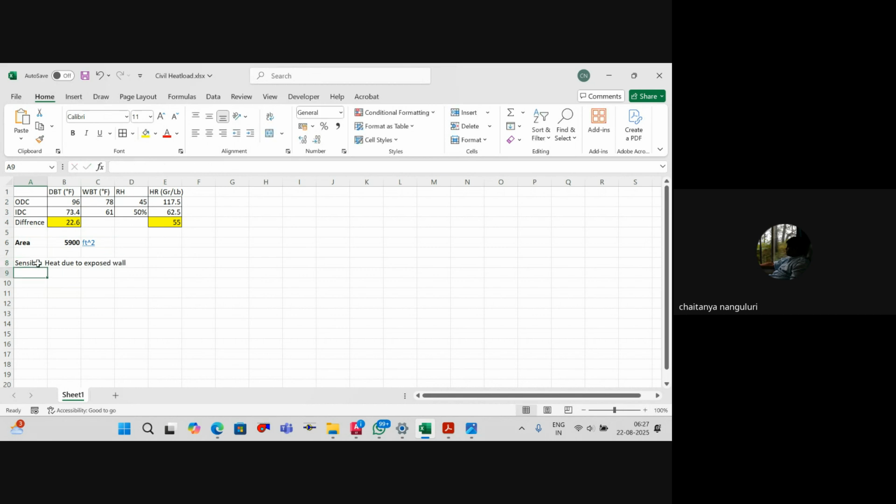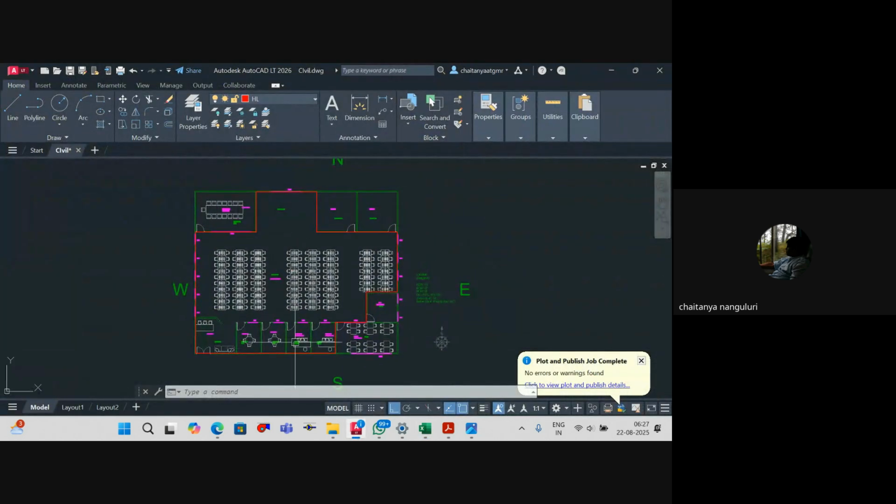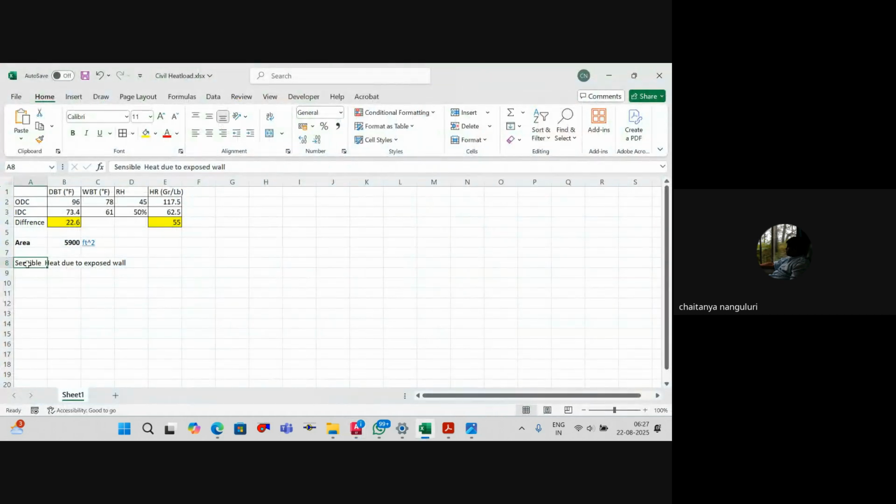Exposed wall. My only advice is, after this lecture you'll get the video. Just go through it and try to make notes yourself so that you'll be clear. Okay, so sensible heat gain due to exposed wall.